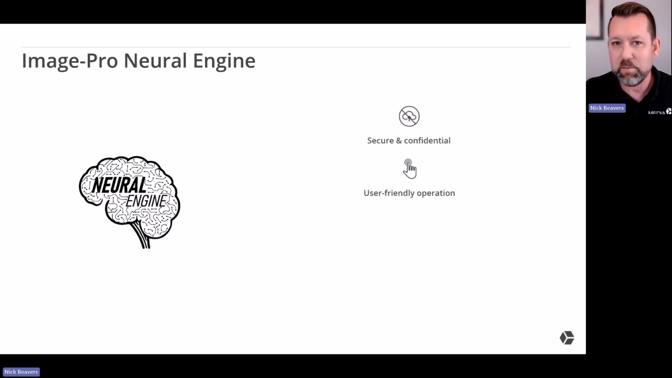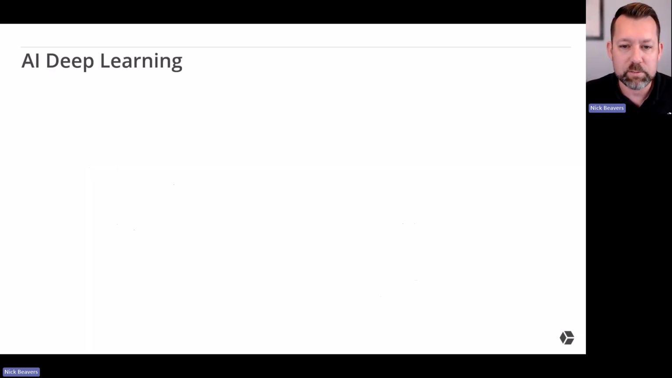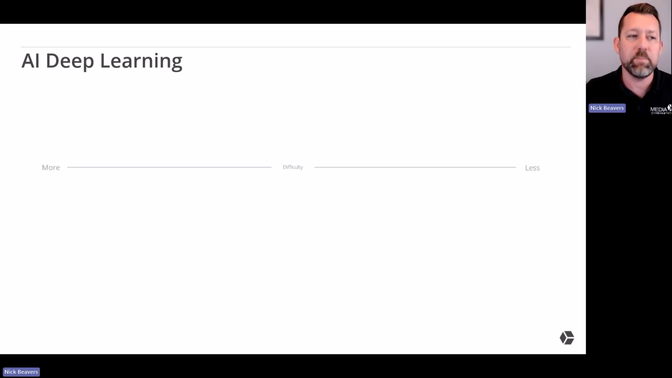User-friendly operation, of course, that's paramount. You're not efficient unless you have user-friendly operation. Superior outline accuracy, which I'll demonstrate in a minute, and then protocol ready, which will tee up the next couple points. All of these are available in the benefits of the neural engine. Now, what they enable is what I'm about to show you here.